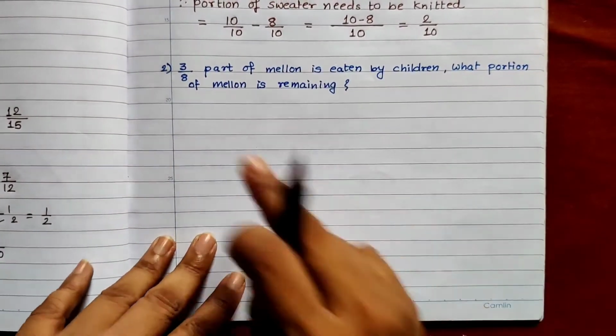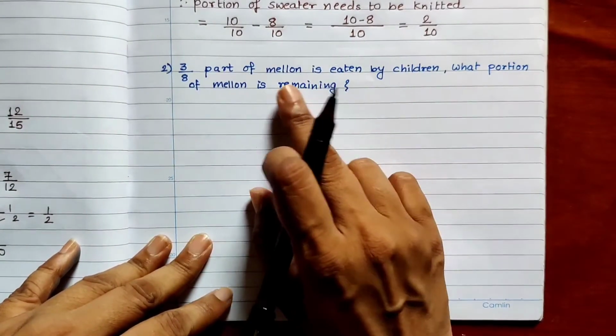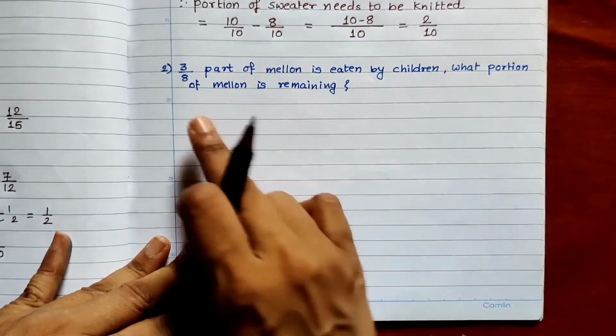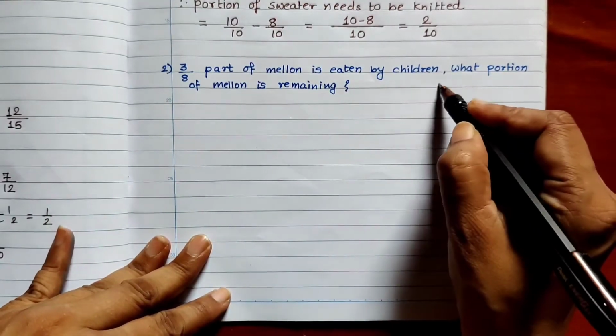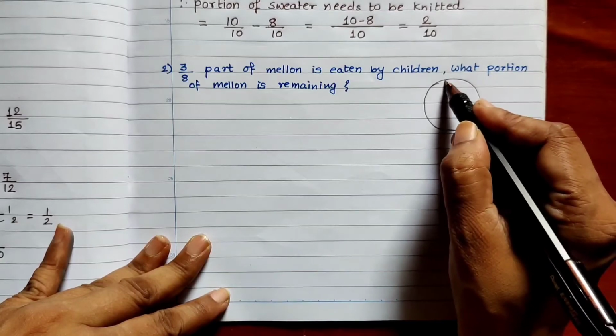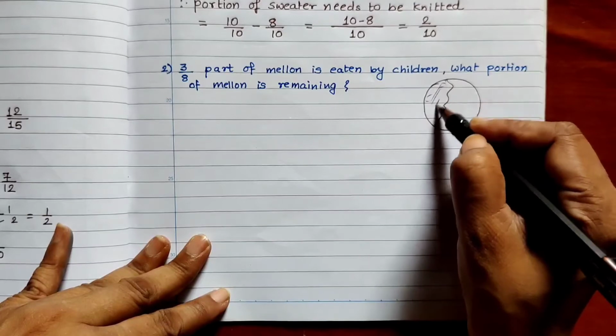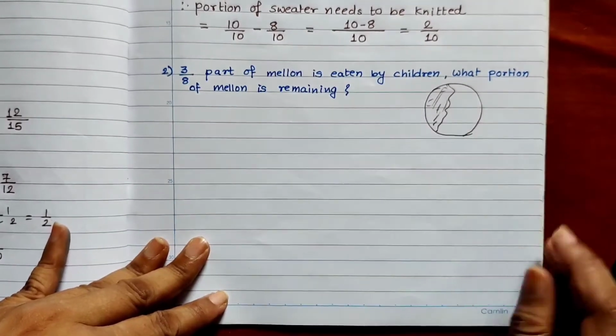Next question is 3 upon 8 part of melon, watermelon or whatever type of melon it is. Melon is eaten by children. What portion of melon is remaining? There is one full big melon, and from this melon 3 upon 8 part is eaten by children. We have to find out the remaining part.